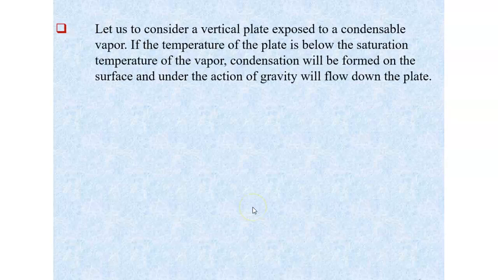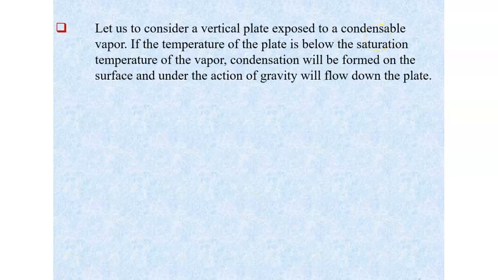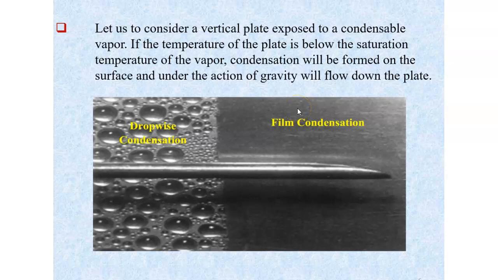So next one. Here, for example, we have a vertical plate exposed to condensable vapor. If the temperature of the plate is below the saturation temperature of the vapor, condensation will form on the surface and, under the action of gravity, will flow down the plate. So when the plate's temperature is below the saturation temperature of the vapor, condensation will happen on the plate.